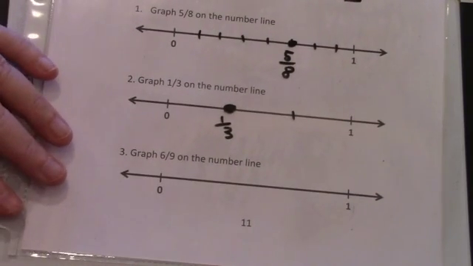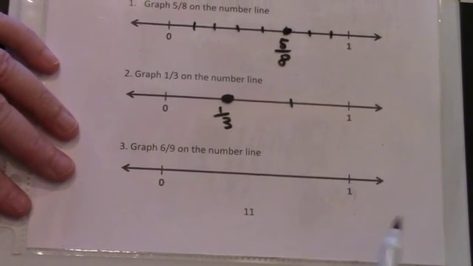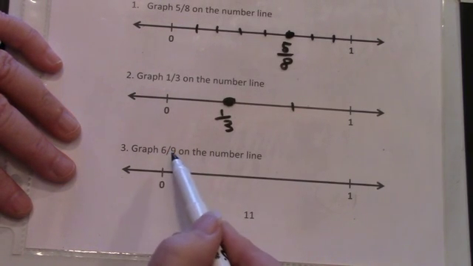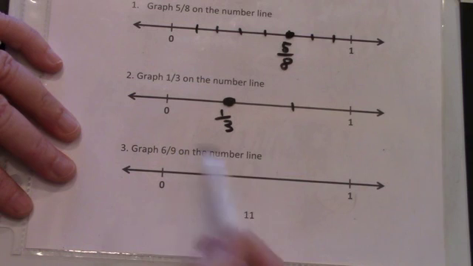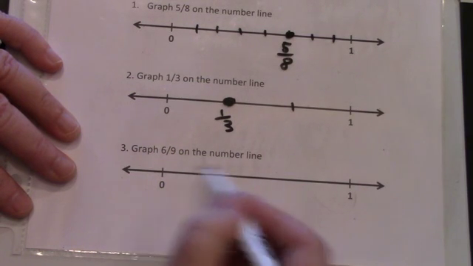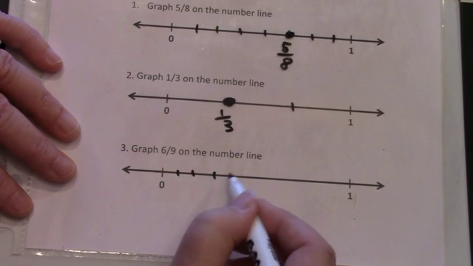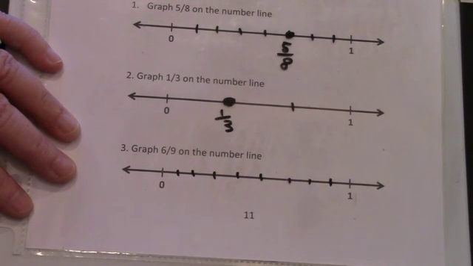And we just have one more example. We want to graph 6/9. So what's 1 less than 9 is 8. So I'm going to make 8 roughly evenly spaced. 1, 2, 3, 4, 5, 6, 7, 8. I have 9 sections, 1, 2, 3, 4, 5, 6, 7, 8, 9.